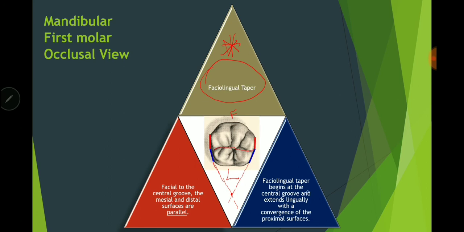So the facial lingual taper begins at the central groove and extends lingually. It extends from the central groove here, and this goes this way, and they're going to converge right here. So that's called convergence of the proximal surfaces. So mandibular first molars show facial lingual taper.